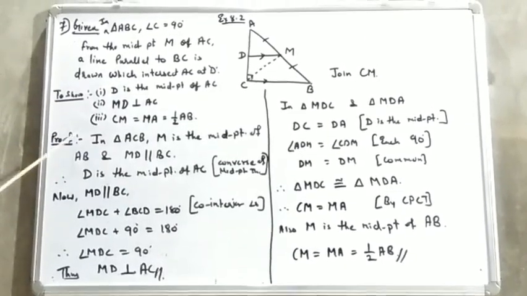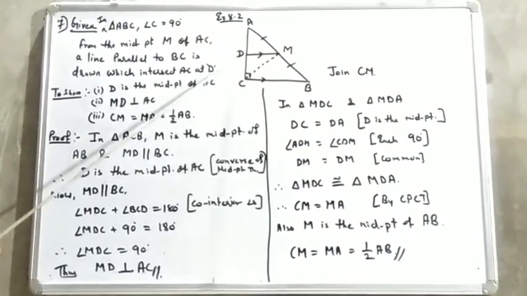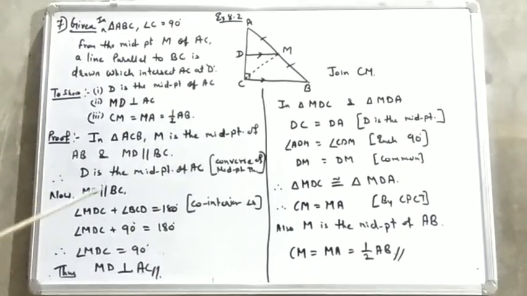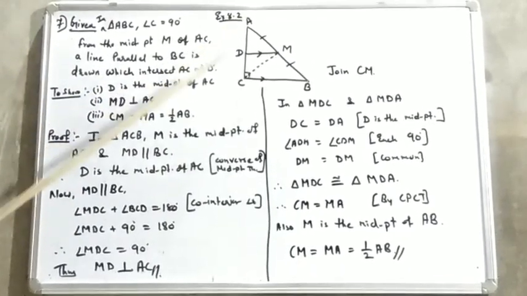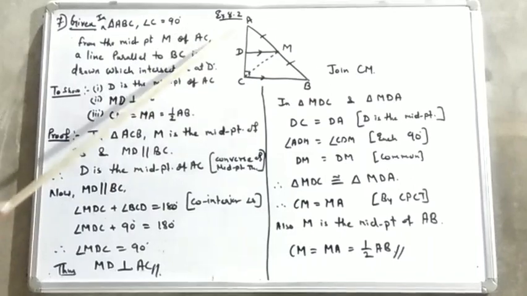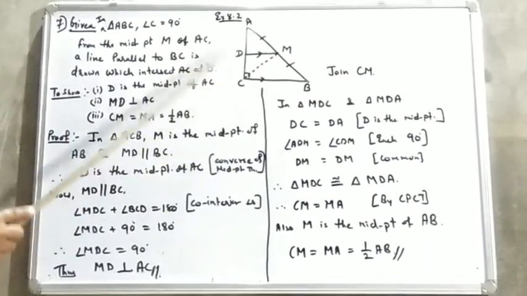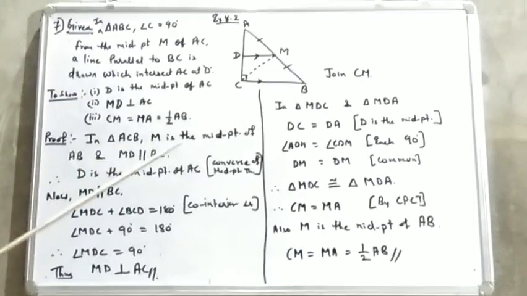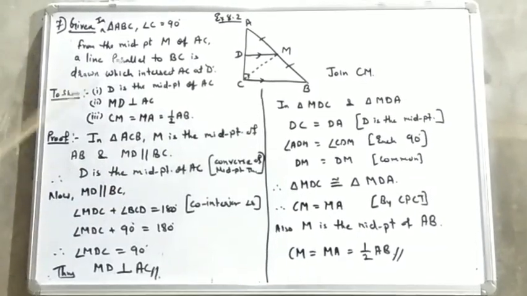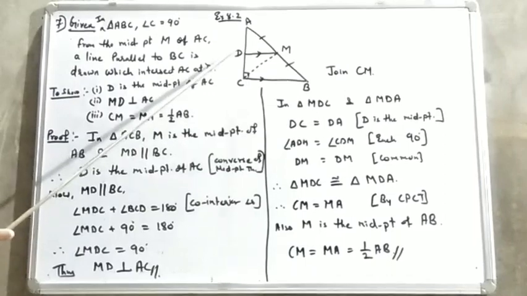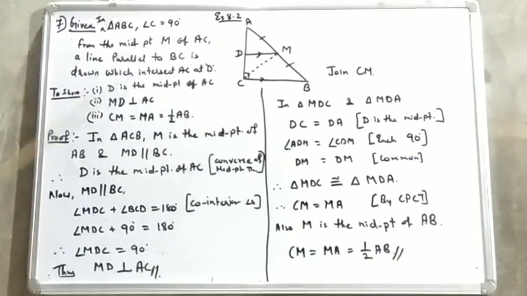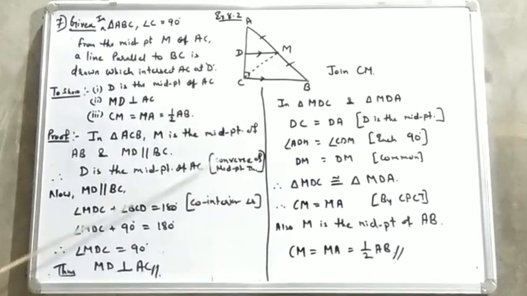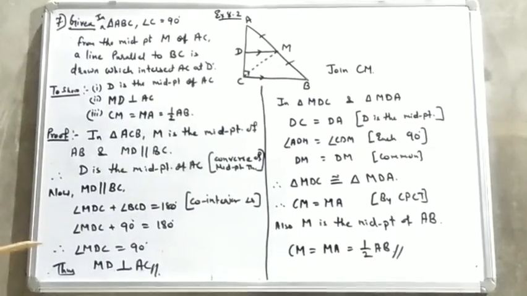Let us first try to solve the first part, that D is the midpoint of AC. For that, consider the triangle ACB, in which M is the midpoint of AB. Also it is given MD is parallel to BC. So can we say that D is the midpoint of AC? Yes, by converse of midpoint theorem.